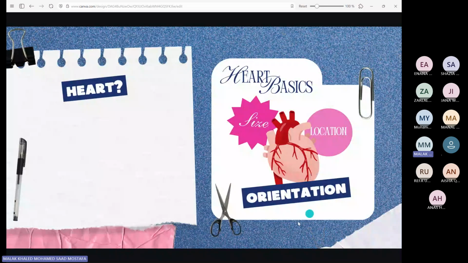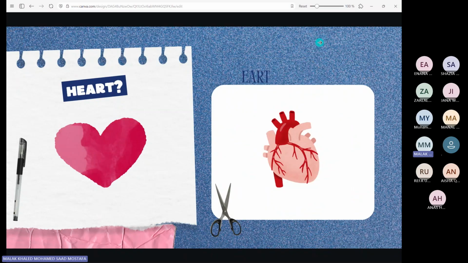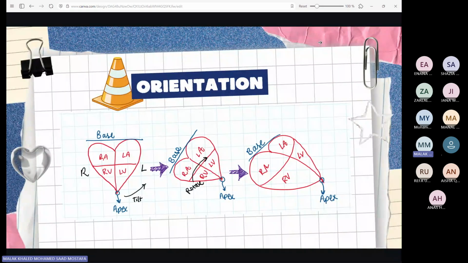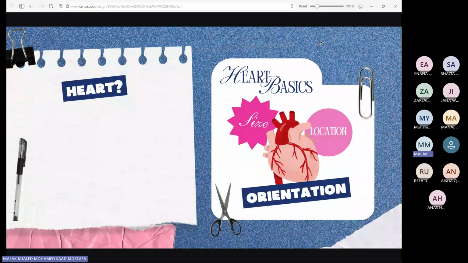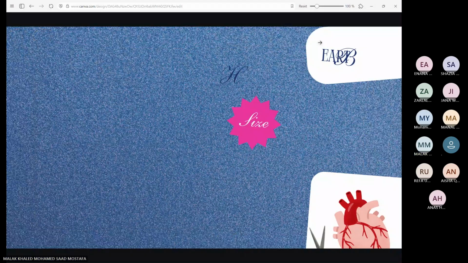But before that, when you ask someone to draw a heart, they usually go ahead and give you this. And we know that this is not the most accurate representation of how a heart should look, right? Now, there are two things to consider on how we want to orient and locate this heart in the thorax. We want to tilt the heart to the left, and we want to rotate it so that the right side faces anteriorly. And because the right side faces more anteriorly, that is why in the question before, when the man was stabbed, the chamber most likely to be injured is your right ventricle, because it's the most anterior to everything else, right?